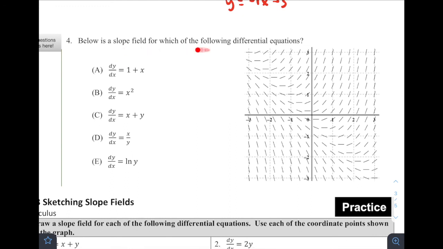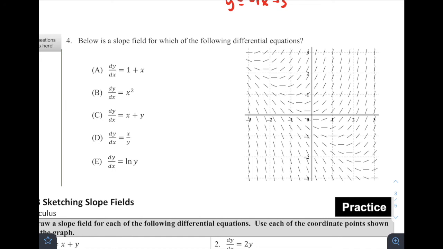Below is a slope field for which of the following differential equations? This is a super common AP exam multiple choice question where they give you the graph of a slope field and they say, hey, which of these equations is that slope field? Where are you seeing these derivatives? So, where do you start for something like this?